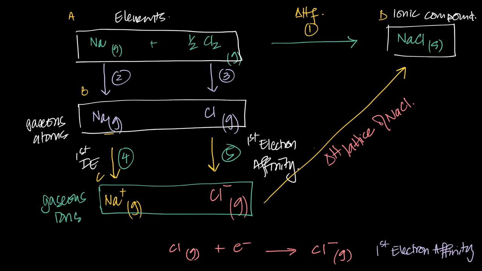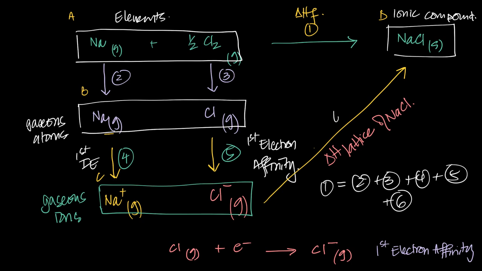And then that will result in us having a nice little Hess cycle, which, by the way, you might realize that the reaction number 1 is really 2 plus 3 plus 4 plus 5 plus 6, 6 being the lattice enthalpy. So the atomization energies, ionization energy, electron affinity, and lattice energy are the individual steps which together are equal to this value. What is this value? Formation. And the reason why we do a Hess cycle is to find the value of something we cannot find experimentally.